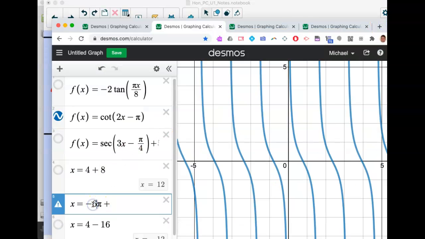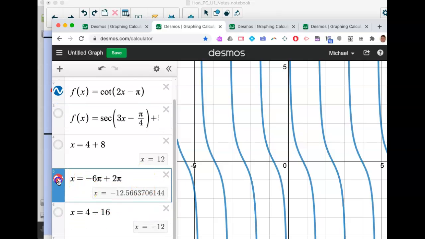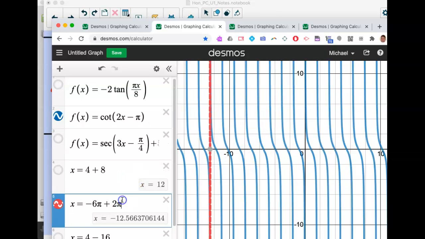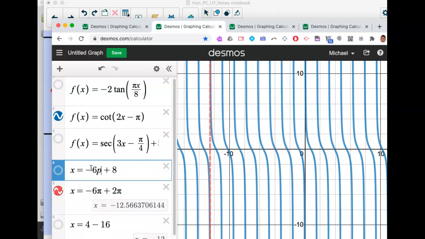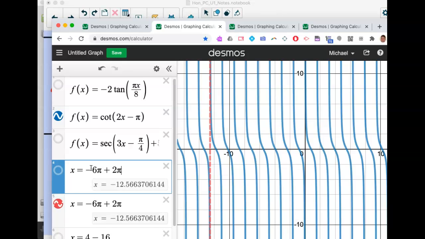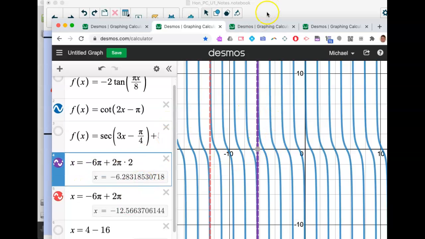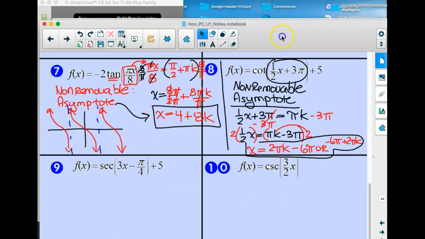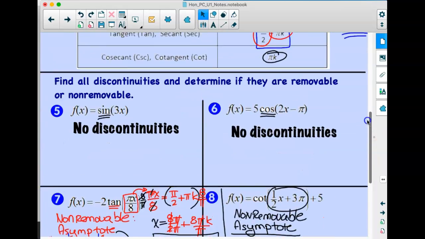Sorry, -6 pi plus 2 pi k. I'm not going to be able to do k on here, so I'll just do this. I should see there. So that looks like the correct asymptote, right? And you can change those values, -6 pi plus, let's do 2 pi times 2, and you're going to see that that also would create an asymptote right there. So we could get every single asymptote, but of course there's an infinite number of them. That's why we have k, to make sure we know where they are if we need to find one. Okay, let's go ahead and move on.